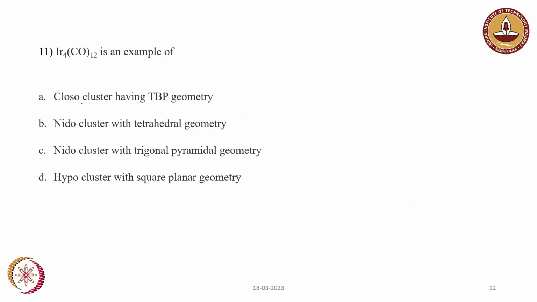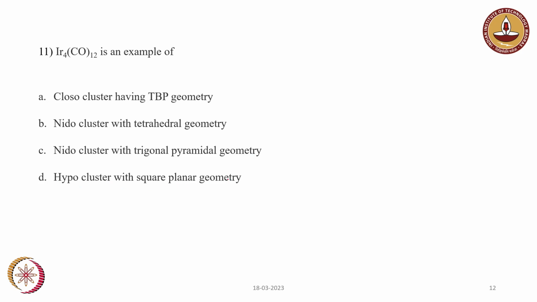The next question is Ir4(CO)12 is an example of option A, closo cluster having TBP geometry, option B, nido cluster with tetrahedral geometry, option C, nido cluster with trigonal pyramidal geometry, and option D, hypho cluster with square planar geometry.